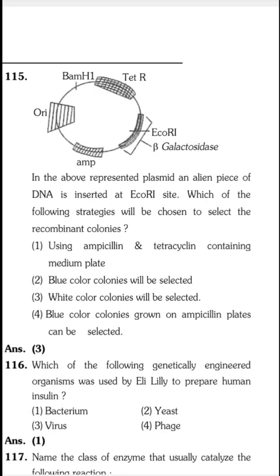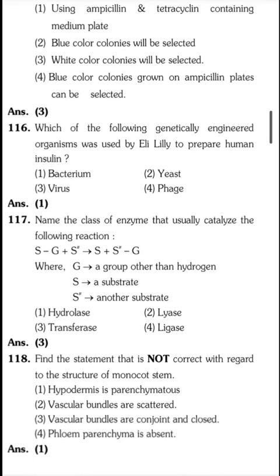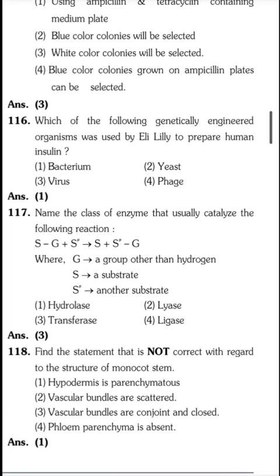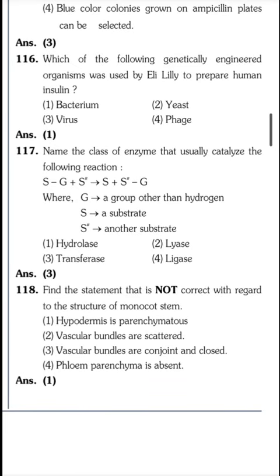Colonies will be selected. Next one: which of the following genetically engineered organisms was used by Eli Lilly company to prepare human insulin or Humulin? The organism that they used was a bacterium. See, the next one is: name the class of enzymes. This I had discussed in biomolecules. So I had asked you to focus on the reactions.